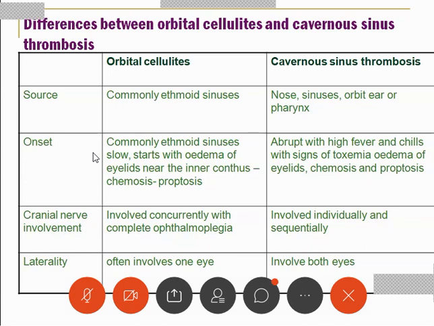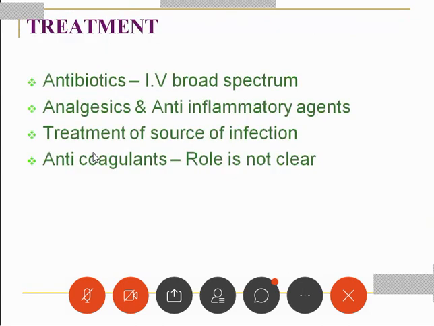So laterality often involves one eye. Orbital cellulitis usually involves one eye, whereas cavernous sinus thrombosis involves both eyes, as thrombus of one cavernous sinus can easily spread to the cavernous sinus of the other side. So that is the takeaway point once again.